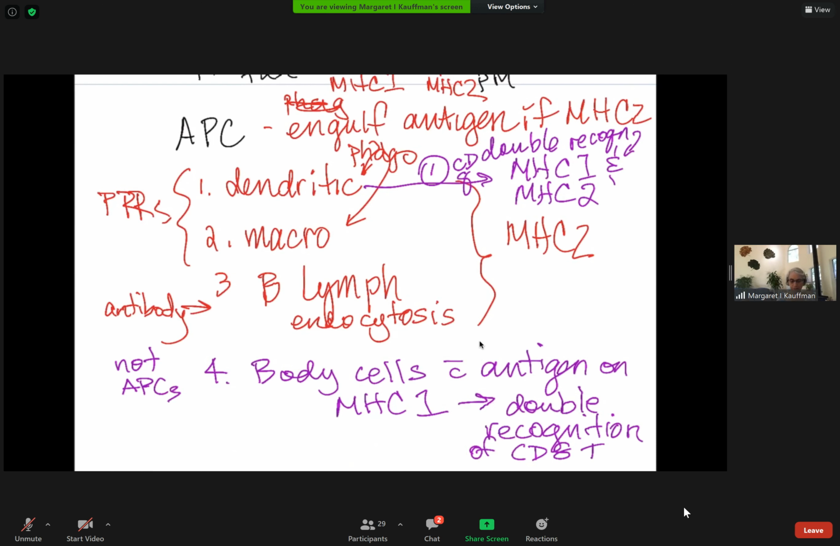All right, so the one I have in purple here is not really discussed in the book, but because it does make sense to think about how you get rid of viruses in your body, it's probably worth knowing something about that. But in general, they don't classify these as an antigen presenting cell, even though in a way double recognition is going to have to happen.